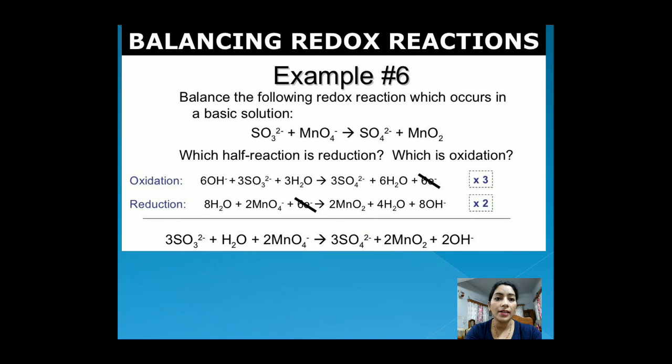This is example 6: sulfite SO3 ion plus MnO4 ion, giving sulfate SO4 ion plus MnO2. The same thing we have to do. First find out where the oxidation happens and where the reduction happens. Then assign the oxidation and reduction numbers, balance the oxygen, balance the hydrogen, balance the electrons, and add the reactions. This is a balanced reaction.